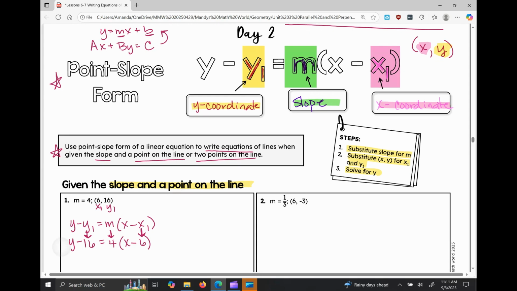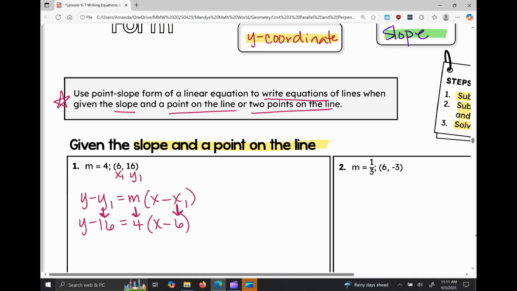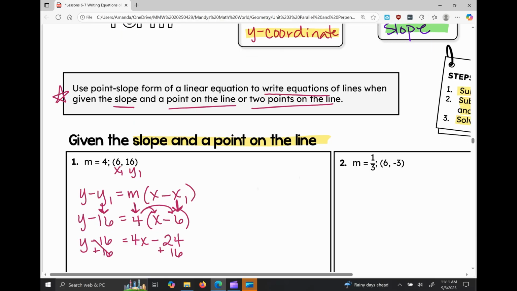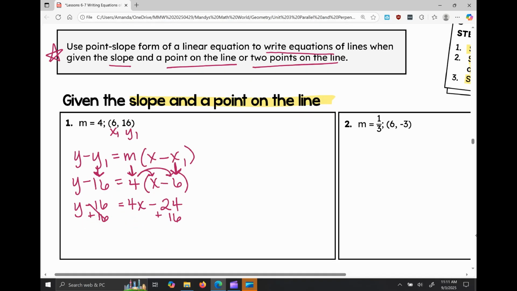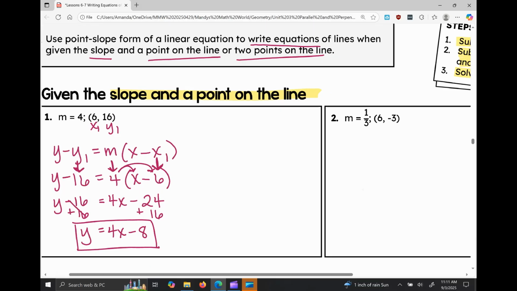So now we've plugged in these parts, the y1, the m, and the x1, and now we're just going to simplify this and solve for y. So y minus 16 equals, I'm going to distribute the 4 into each term inside the parentheses. So I get 4x minus 24. I'm going to add 16 to both sides, because if I'm converting to slope-intercept form, then I want to get y all by itself. So y equals 4x minus 8. Negative 24 and positive 16 makes negative 8. So y equals 4x minus 8. Let's move on to our next example.